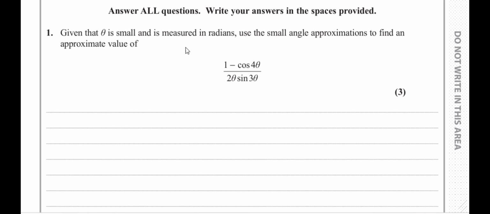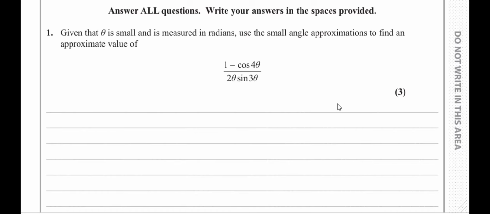Given that theta is small and is measured in radians, use the small angle approximation to find an approximate value of 1 minus cos 4 theta over 2 theta sine 3 theta. So from the radians chapter, you would have seen there are 3 rules for angle approximations when theta is in radians and is close to 0. Theta is small means theta is close to 0.